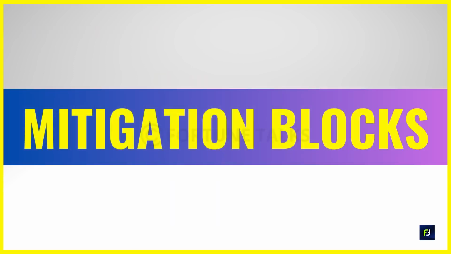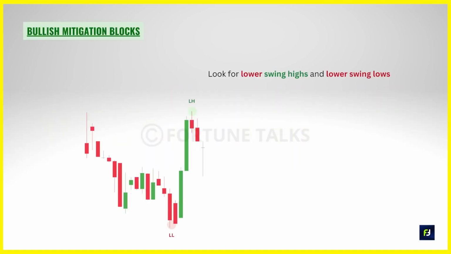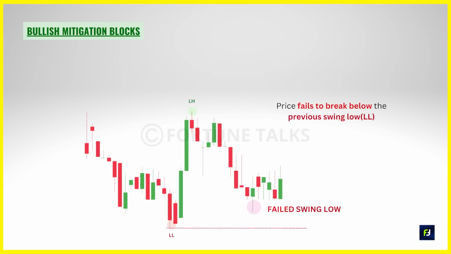Now, let's quickly dive into mitigation blocks. We will begin with a bullish mitigation block. So first, we need to look for a swing high and a swing low. Then mark these points. Now the price moves down, but it fails to break below the low.